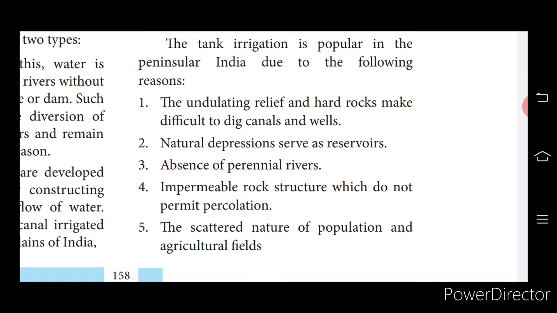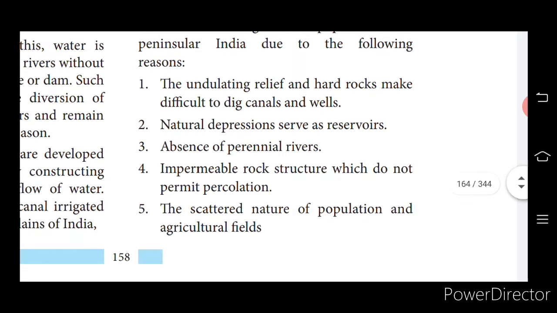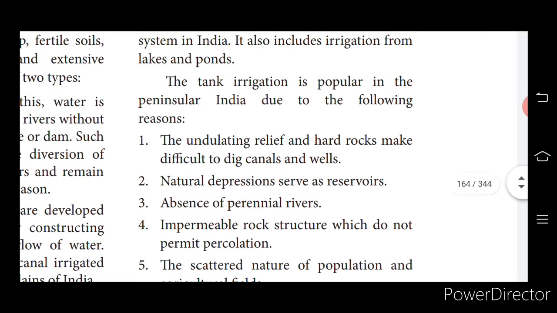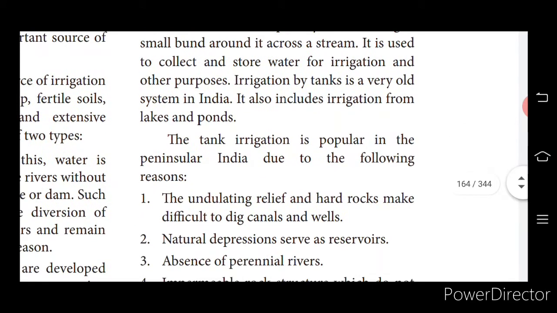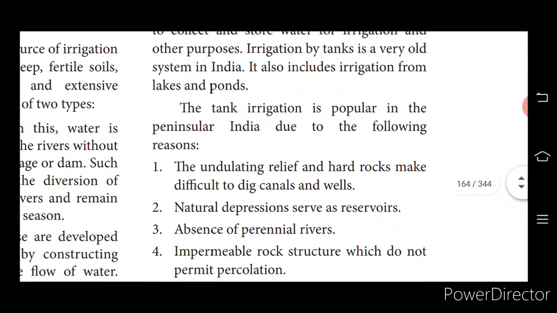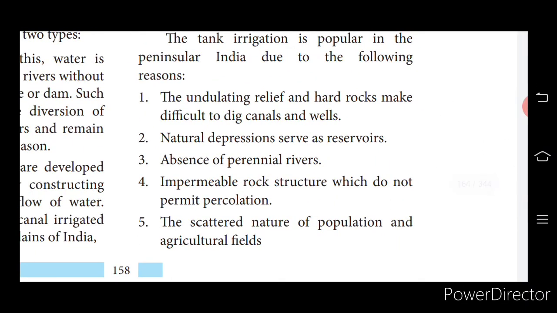Absence of perennial rivers, impermeable rock structure, which does not permit percolation. And the fifth one is the scattered nature of population and agricultural fields. So the tank irrigation, due to the lack of ponds and rivers, the tank irrigation has been developed.